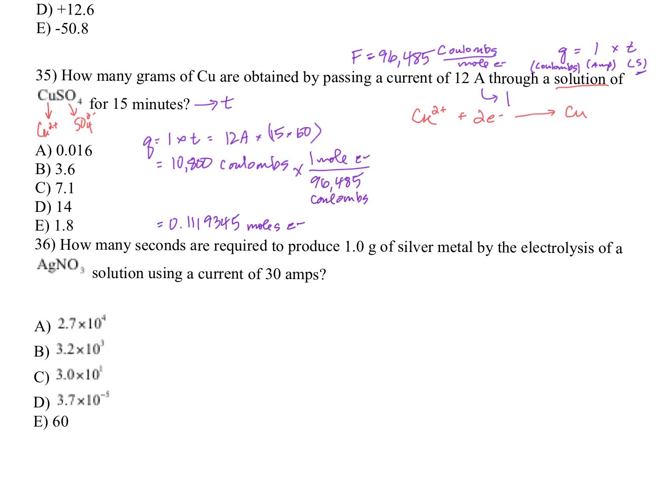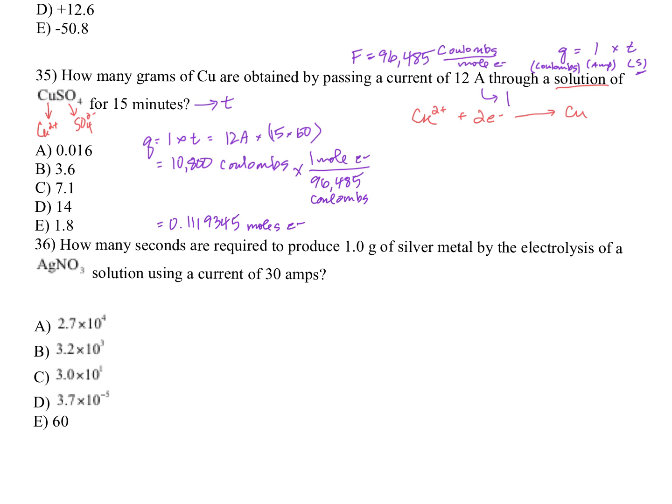Then I can say, okay, right now I have information about moles of electrons. What I want is grams of copper. Well, I can look at this equation and I have a ratio between moles of electrons and moles of copper atoms. For every 2 moles of electrons, I can produce 1 mole of copper atoms. Once I get to moles of copper, then you guys know it's super easy to turn moles of something into grams of something, and that will be the end of the problem.